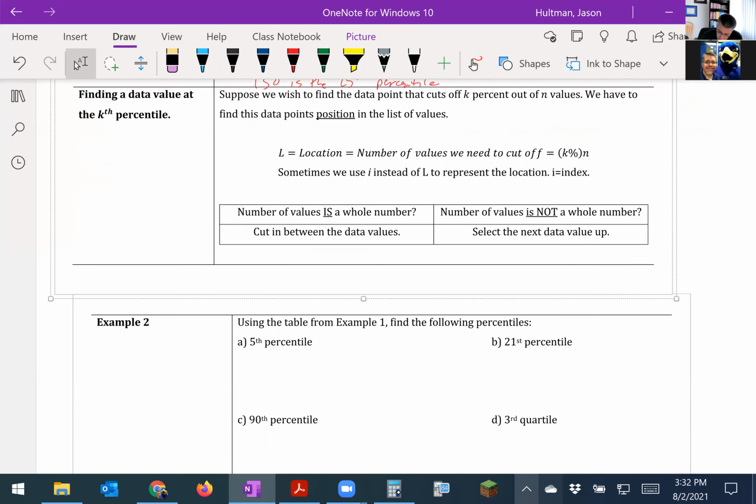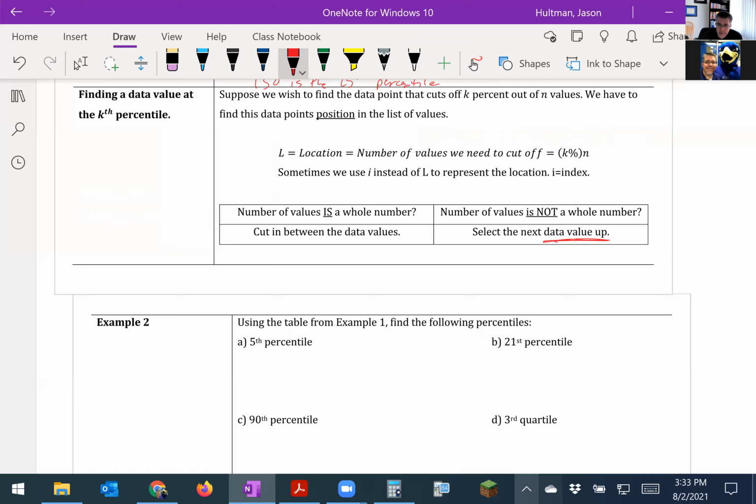If the number of values is a whole number, then the cut is in between the data values. If the number is not a whole number, then we select the next data value up. We always go up to the next data value, because we want to ensure that it's less than, right? That the 83rd percentile is less than. So we would go up to the next value here.